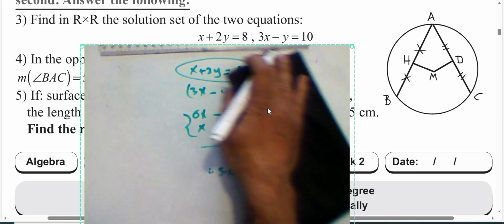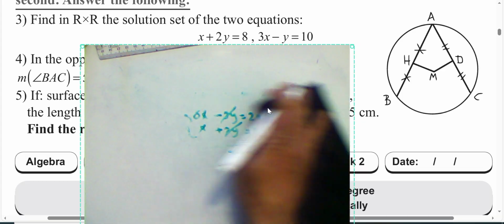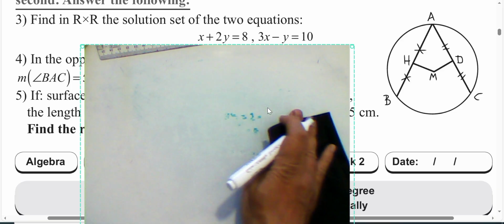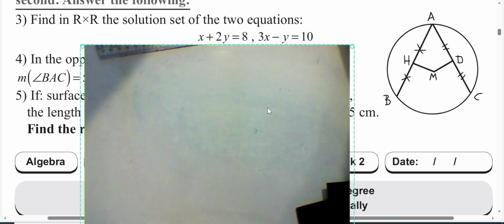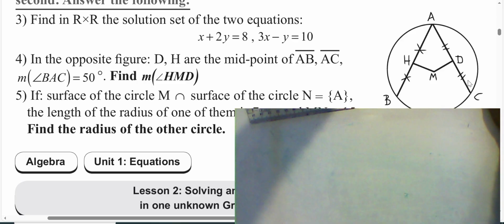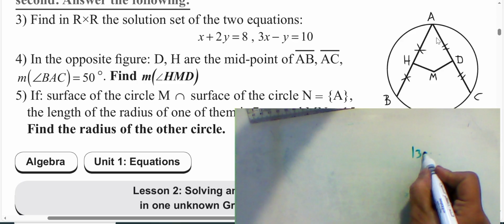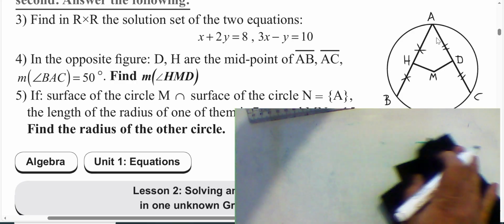The solution. Okay, next question. We have circles tangent externally. Surface circle 1, surface circle 2. We can write the measure of this angle will be 130, because the measure of angle A is 50 degrees, and the opposite will be its supplement, 130 degrees.